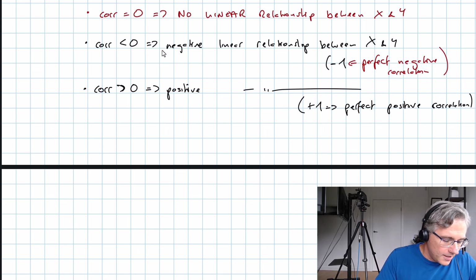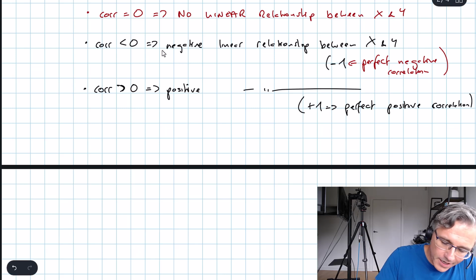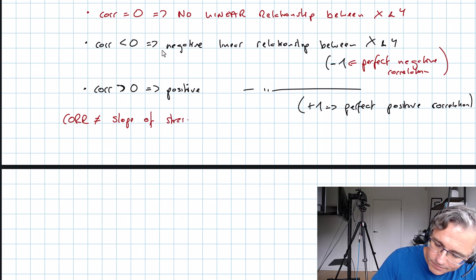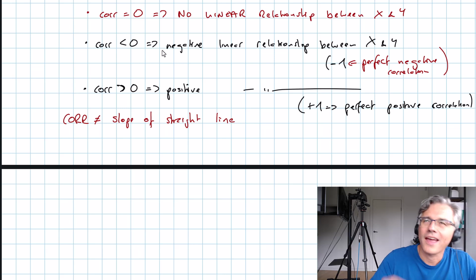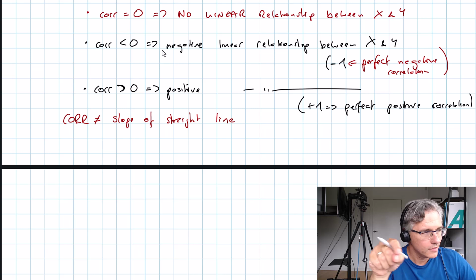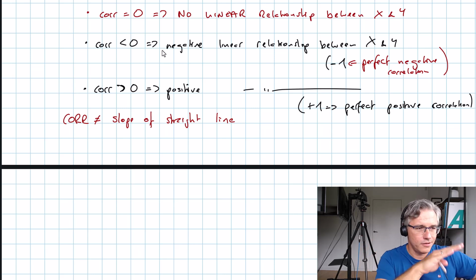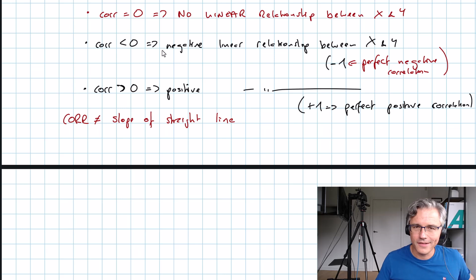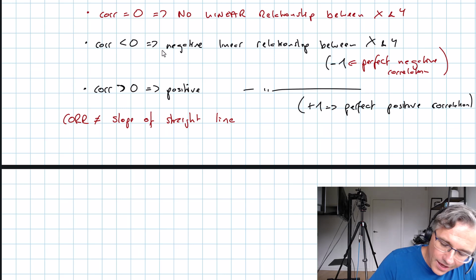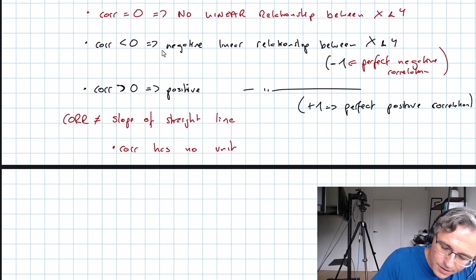Okay, so let me just write that down. Correlation is not the same as the slope of the straight line. It's just about how closely the observations fit to a straight line. If it's 0, then they're all over the place. We're not able to really fit a line that tries to even vaguely connect them. And very importantly, correlation has no units of measurement. It's just a pure number.